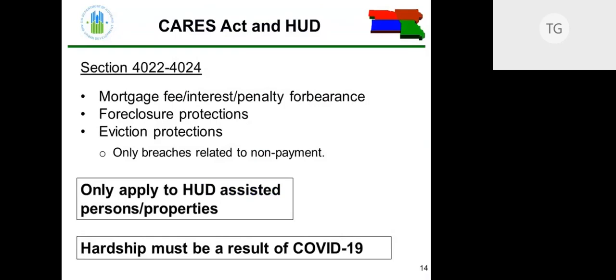The CARES Act provides a lot of funding for programs, but we also have a few other benefits for HUD participants, both persons and properties. So I want to go over those very quickly. And I also want to provide a little more detail on some threshold issues to make sure you qualify for the assistance under the CARES Act.